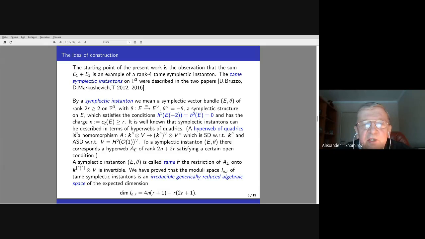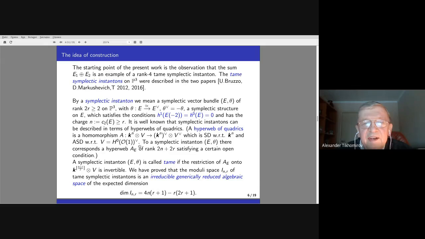It is well known, at least here in the Brazilian mathematical community, that the symplectic instanton can be described in terms of hyperwebs of quadrics. By a hyperweb of quadrics, or of quadratic forms, I mean a homomorphism from the vector space K to the nth power tensor V to the dual of it, where V is the dual of the space of global sections of O P3 (1). And this A should be symmetric with respect to K^n and anti-self-dual with respect to V.